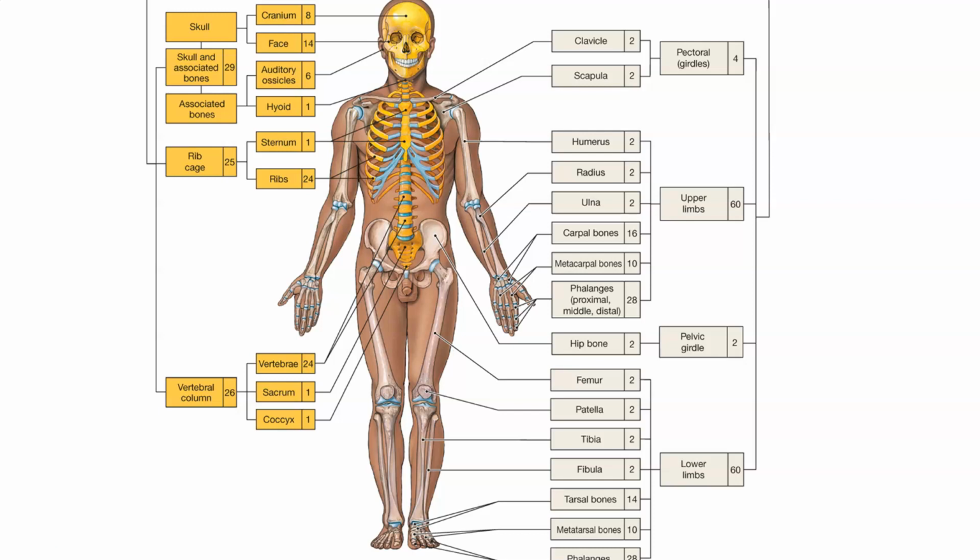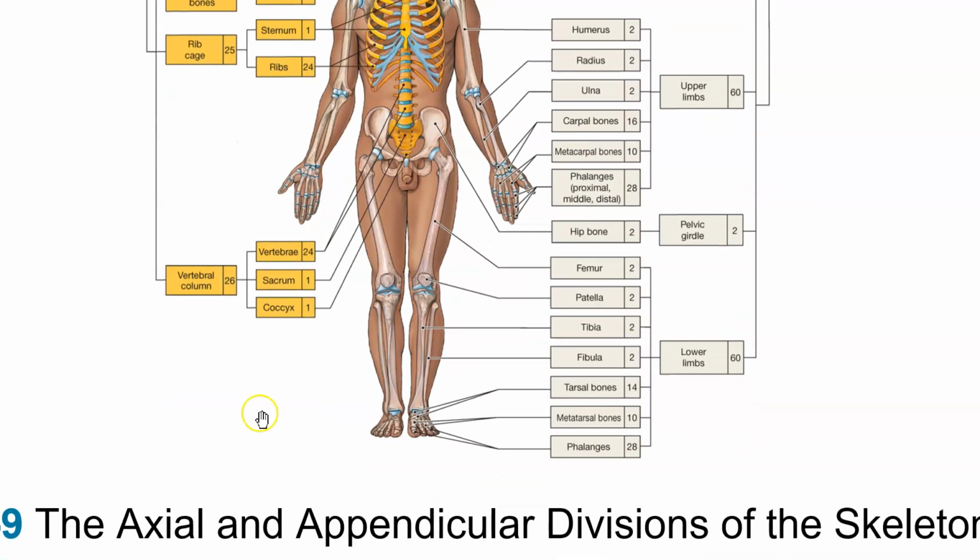Then you have the hip bones, which form the pelvic girdle. We learned those: the ilium, the ischium, and the pubic bone. We'll talk more about those later on in the next unit.